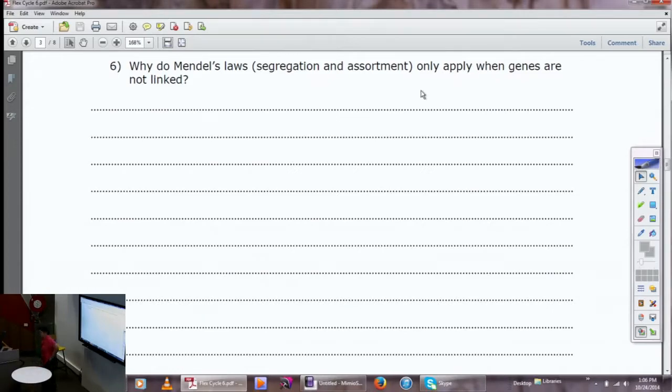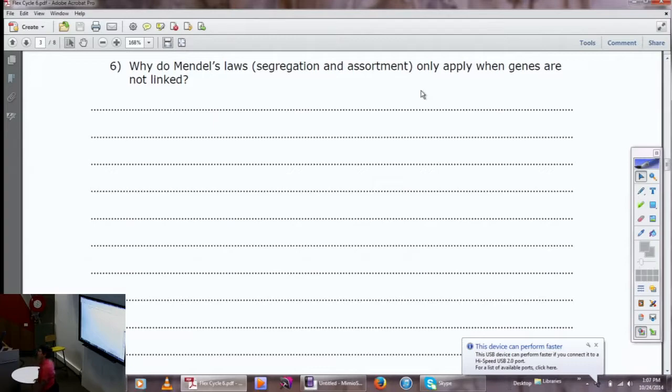Question 6, why do Mendel's laws, segregation and assortment, only apply when genes are not linked? Mendel did his work with factors of inheritance that were all independent. He thought they were all tiny little units that were just like beads. If you were heterozygous, you had two slightly different beads, completely independent, and you could shuffle them up in any order.